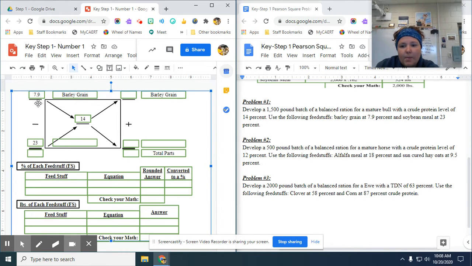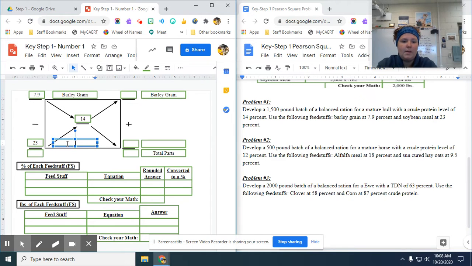So I put barley grain in. Barley grain was a 7.9% crude protein, and then I labeled it. And then I put my crude protein that we were aiming for in the middle, which is 14. And then I put my crude protein for our second feedstuff, which was 23, and I'm going to label it, that's soybean meal.